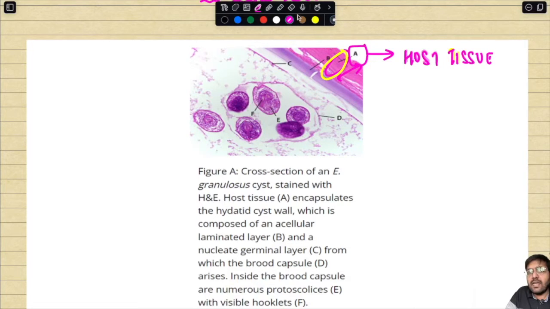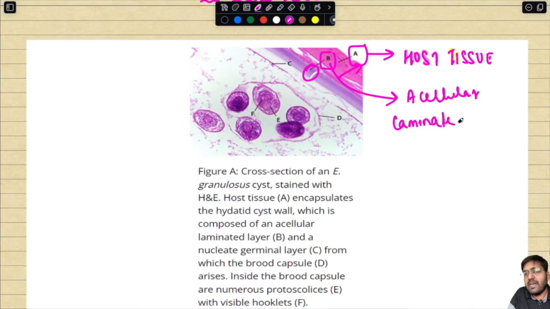Then there is the layer B. If you look at layer B over here, this is the laminated layer. So this layer B is basically your acellular laminated layer. That is the layer number 2.